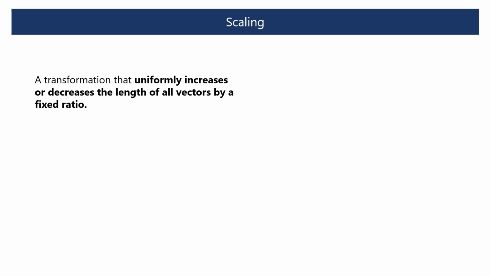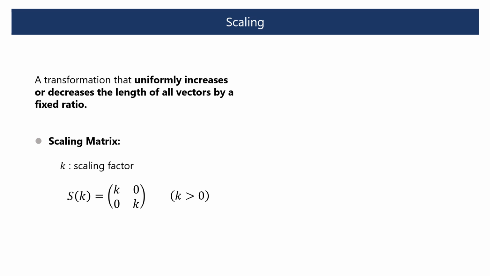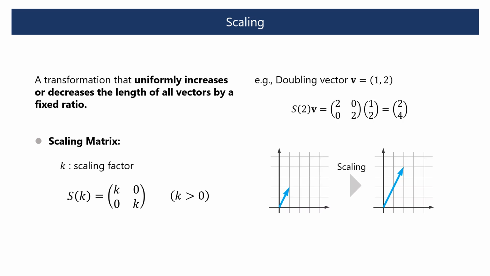Next, scaling. Scaling is a transformation that uniformly increases or decreases the length of all vectors by a fixed ratio. A scaling matrix can be expressed in this way. Here, k is the scaling factor. For example, a transformation that doubles the vector v can be expressed in this way. The vector's direction remains unchanged, but its length is doubled.